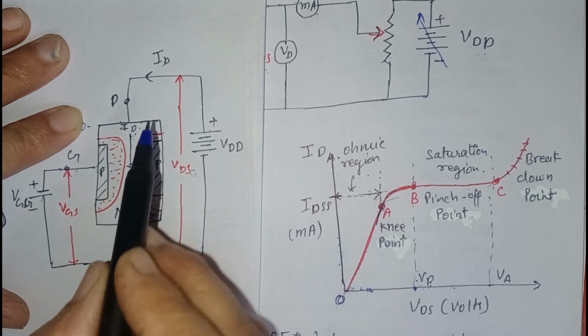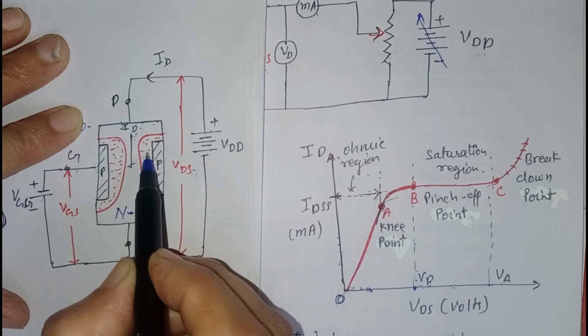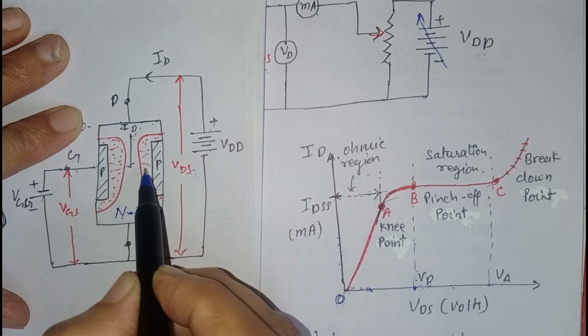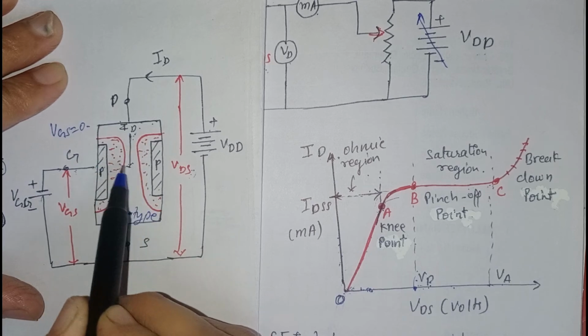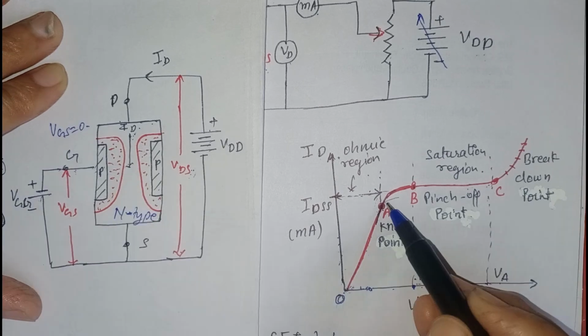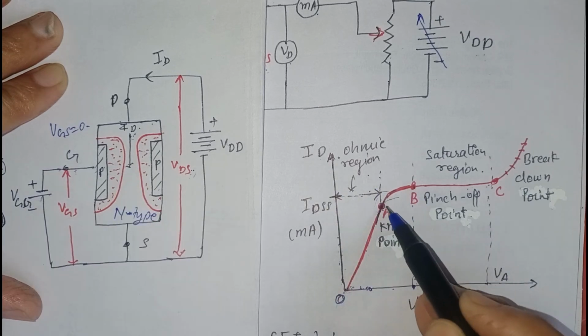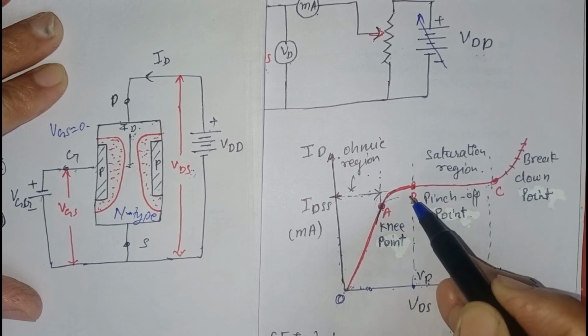Due to reverse biasing, there will be an increment in the depletion region on these two junctions. Due to these two depletion regions, the channel becomes constricted. So the channel is narrow here. So the drain current will be less here in this region because it is following the reverse square law.